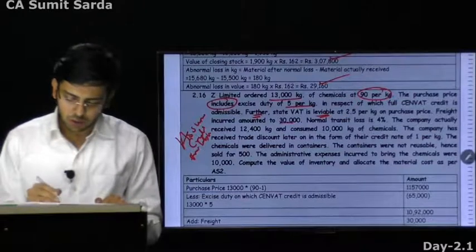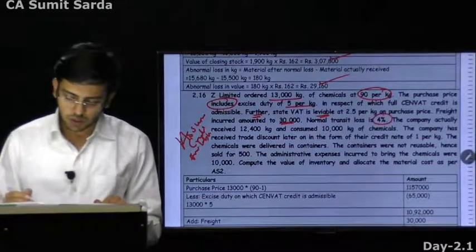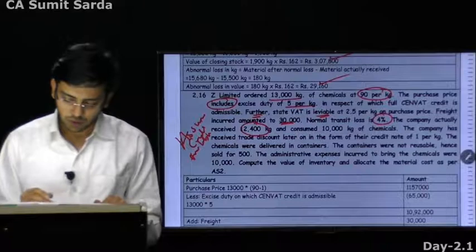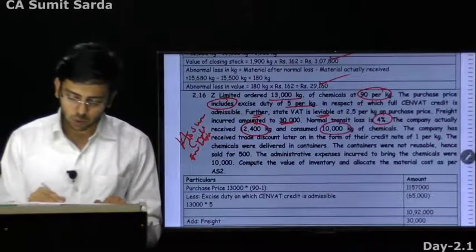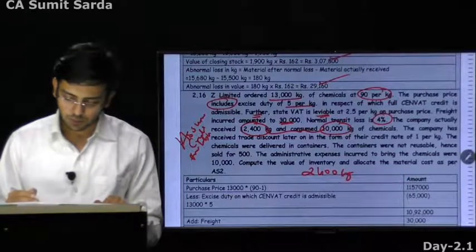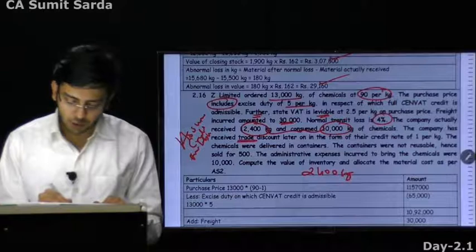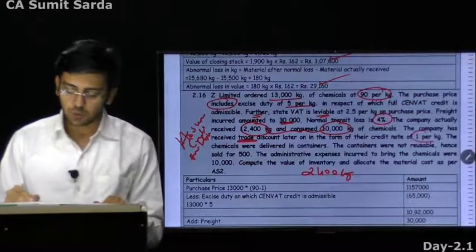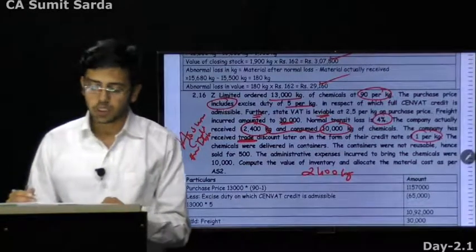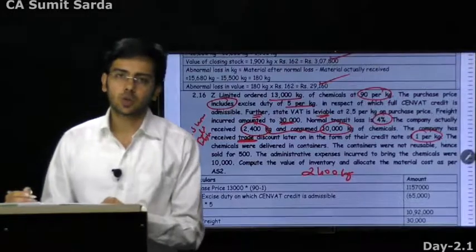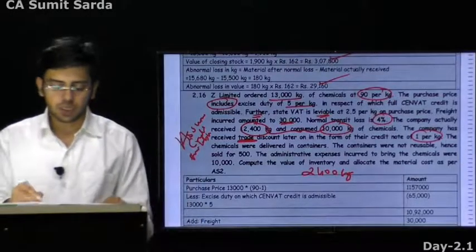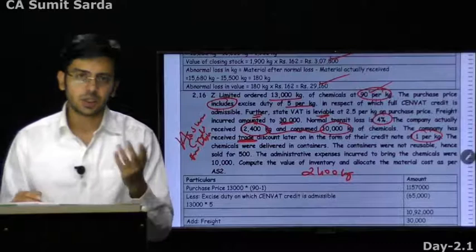Freight incurred 30,000, normal transit loss 4%, company actually received 12,400, consumed 10,000. So I know that the closing stock available with the company is 2,400 kgs. Company has received a trade discount. Remember the word that has been used, trade discount of 1 rupee per kg. 1 rupee per kg is definitely to be deducted from the cost of the inventory. So 90 rupees will be deducted by this 1 rupee and definitely excise duty as well.